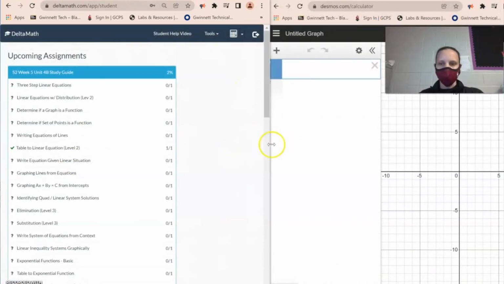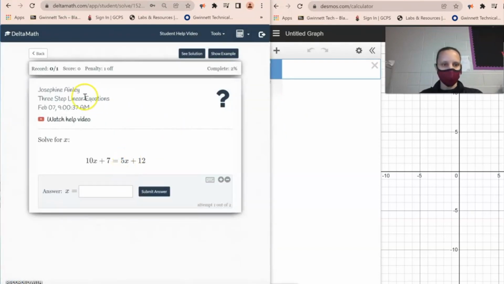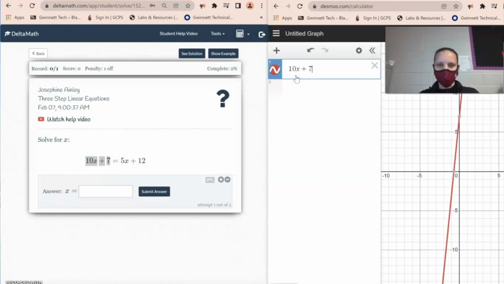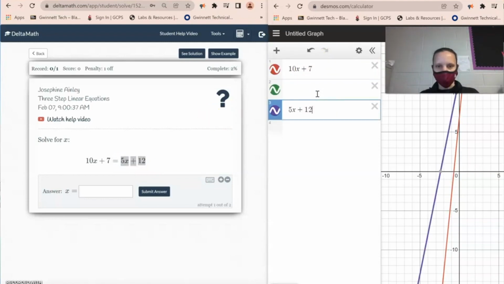All right, so we're going to take a look at how to use the Desmos calculator for pretty much all your work. So we'll start with the first one. This is how to use Desmos on 3-step linear equations. All you're going to do is copy, which is Control-C, the equation, the left-hand side, and then Control-V to paste it. So Control-C, then come to a new line, Control-V.